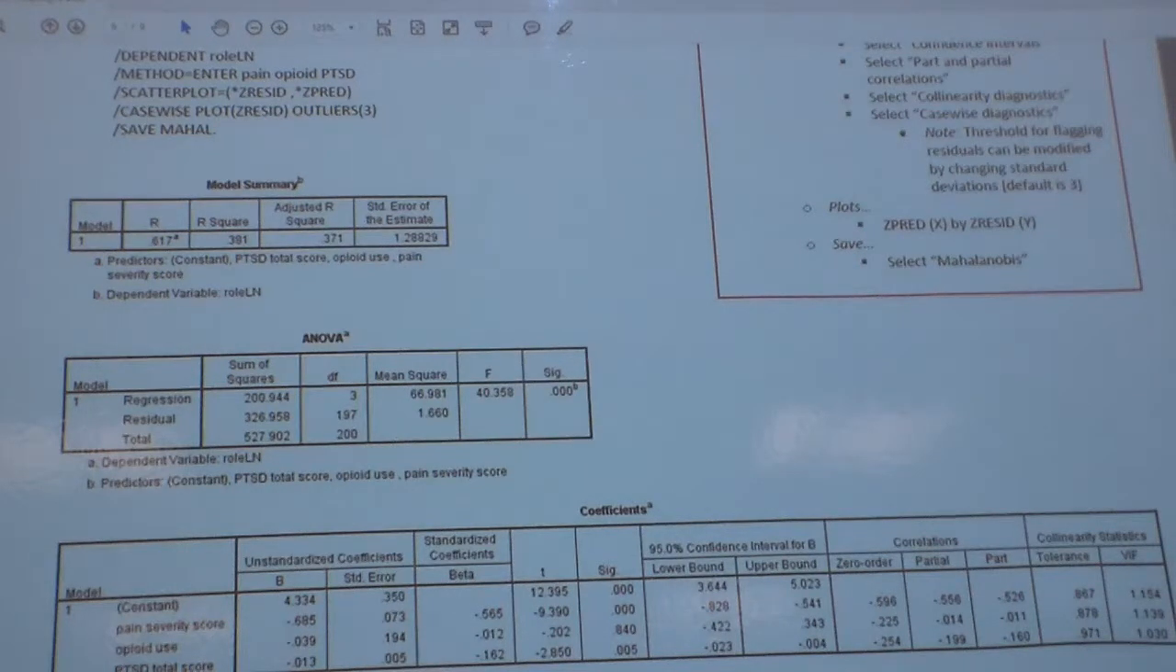What my semi-partial correlation is telling me is that pain severity score uniquely accounts for about 28% of the total variability in the natural log of role functioning, controlling for opiate use and PTSD. What my squared partial correlation is saying is that pain severity accounts for about 31% of the residual variability in the natural log of role functioning after we section out opiate use and PTSD total. Okay, this is what's left over.